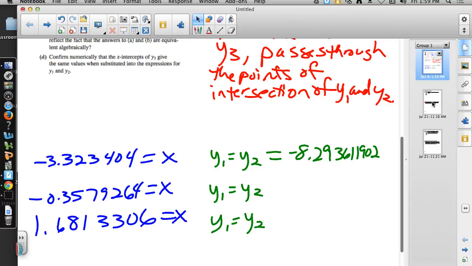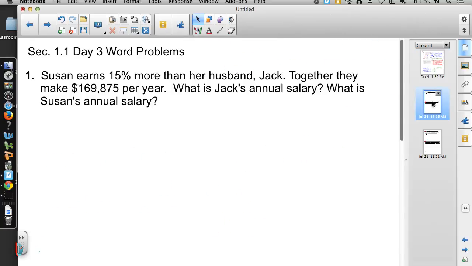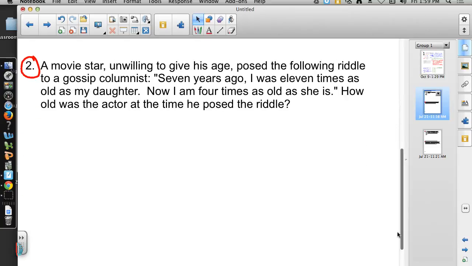And again, it takes the smartboard just a second to realize, hey, I'm shutting that off. And move to the next one. All right. So the next problem that you had asked about, you needed 2, 3, and 4 off of the worksheet. And number 2 says we have a movie star that's unwilling to give his age. He posed the following riddle to a gossip columnist. 7 years ago, I was 11 times as old as my daughter. Now I am 4 times as old as she is. How old was the actor at the time who posed the riddle?